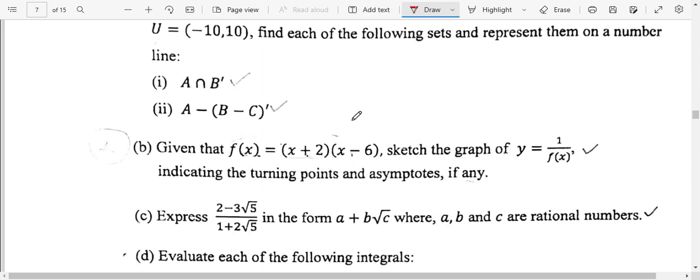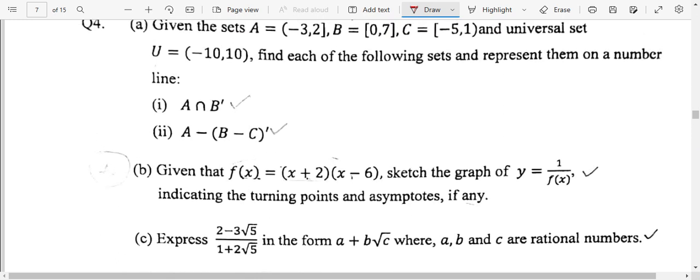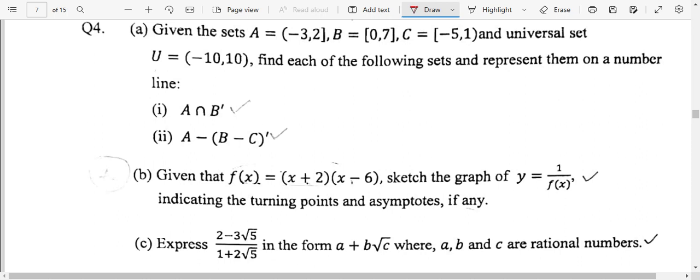Okay, so we have got this question here. Sets. Given the sets A, which is negative 3 comma 2, B, which is 0 to 7, and then C, which is negative 5 to 1, and universal set U, which is from negative 10 to positive 10, find each of the following sets and represent them on a number line. The first one is A intersect B complement.